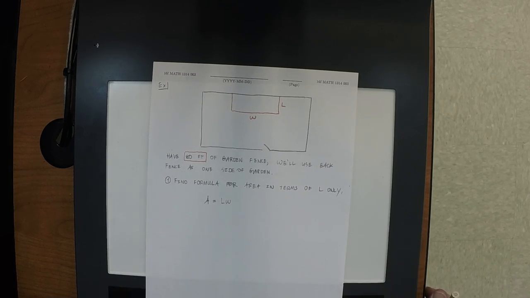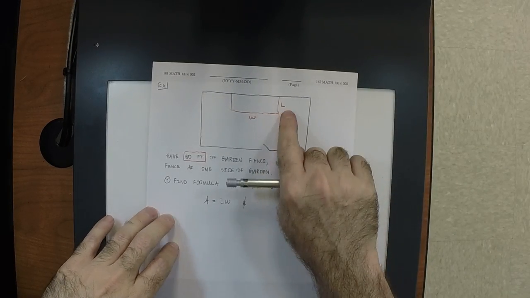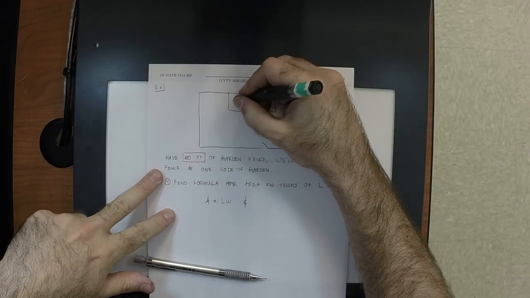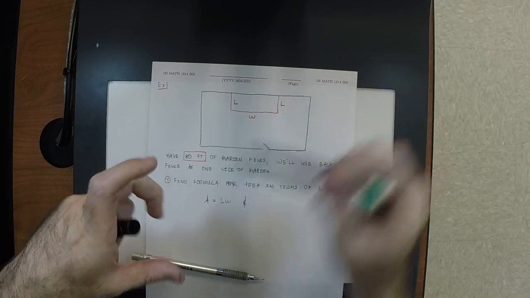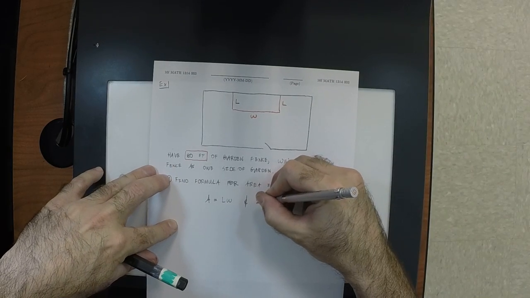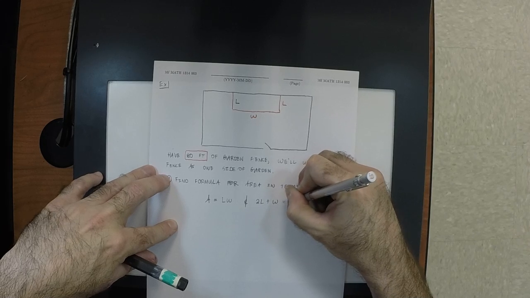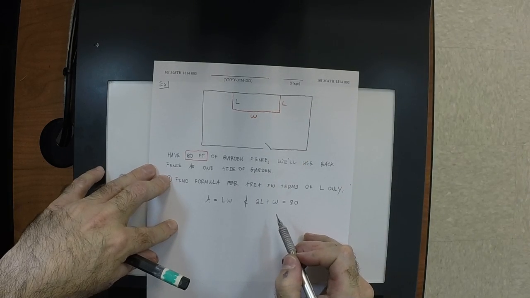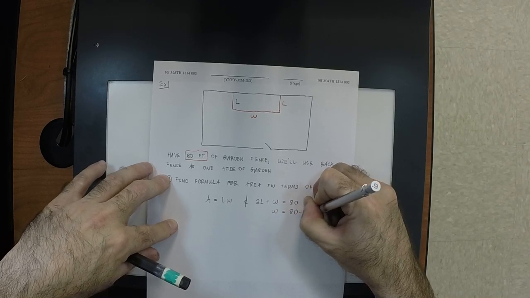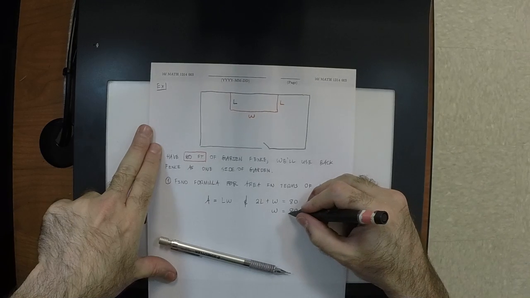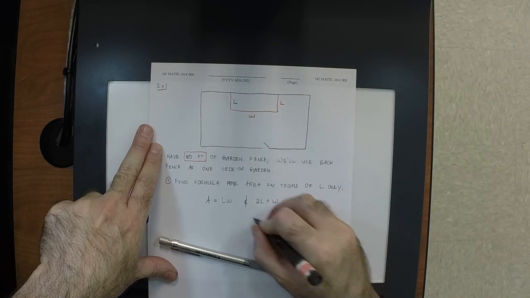Well, then W would just be on the other side. And the equation would still have W in it. How can I get rid of the W? So we know that if that's L, then what's this one? L. So how much fence do we use? We use L plus W plus L. So we know that 2L plus W is 80. So could we solve for W in this one? Yeah. So we could get W is 80 minus 2L. And then we could take this 80 minus 2L and we could substitute it into that W.